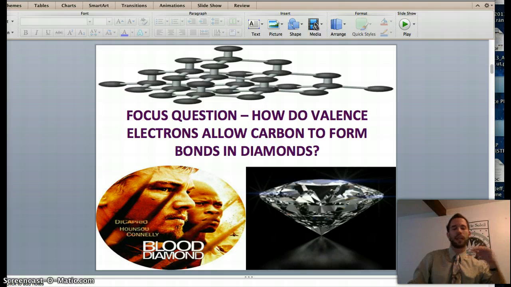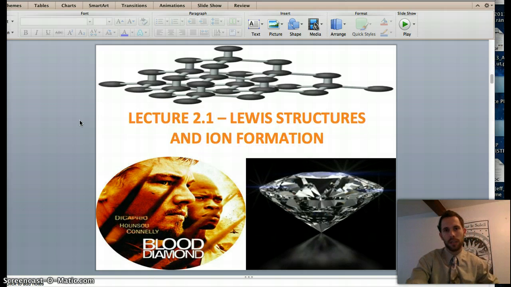First things first, I want you to think about this. How do valence electrons allow carbon to form bonds in diamonds? This is our focus question for the day, the question we want to be focusing on as we go through the rest of the lesson. So this is lecture 2.1 on Lewis structures and ion formation.